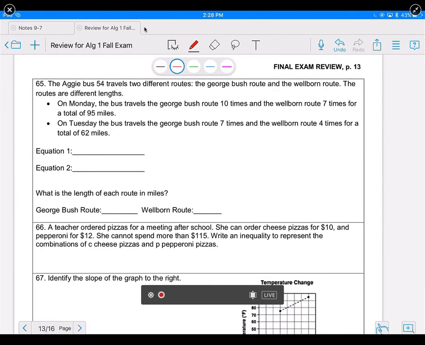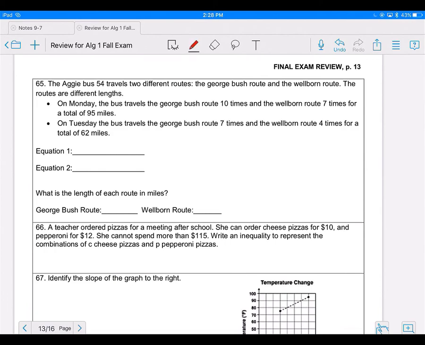This video is for the Algebra 1 Fall Final Exam Review. This is over pages 13 through 19.